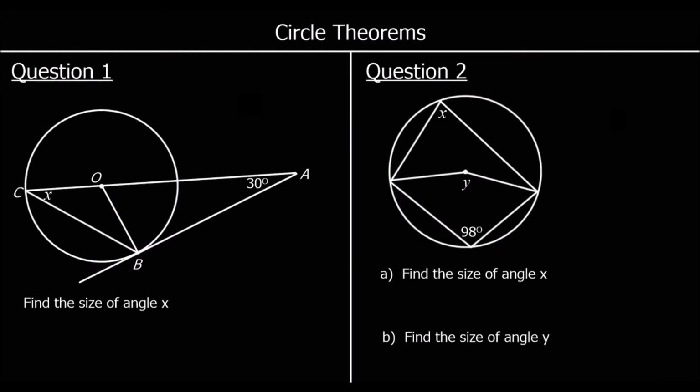And circle theorems. I'm going to do 4 questions on circle theorems just so I cover as many as possible. Question 1, find the size of angle x. So we've got AB here, which is a tangent to the circle. AB is a tangent, and OB is a radius. So a tangent meets a radius at 90 degrees. So whenever a tangent meets a radius, we get a 90-degree angle. So tangent and radius are perpendicular lines.